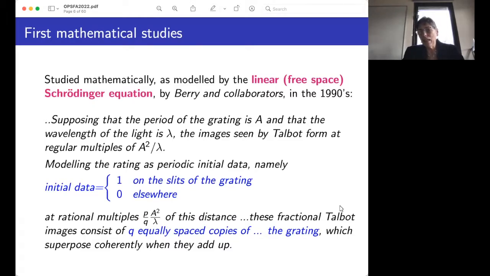In the 1990s are the first articles that I could find about it, in particular on this phenomenon of reviving of the gratings, which I will from now on call revivals. There were a series of papers by Barry and his collaborators, which model this just by using the linear, free space Schrodinger equation with the initial data just a step function, 1 on the slit and 0 elsewhere. And once you set it up this way, it's not very difficult to prove that this revival effect should appear. I will show you how it's really not very difficult.